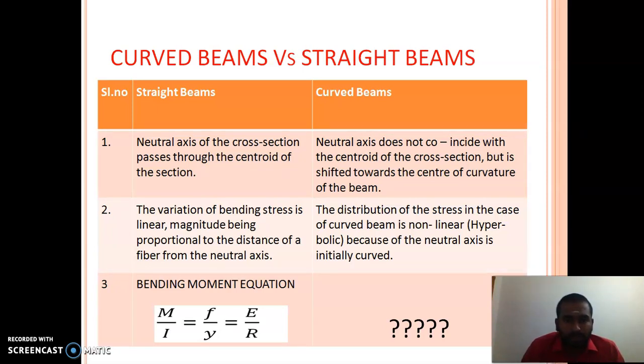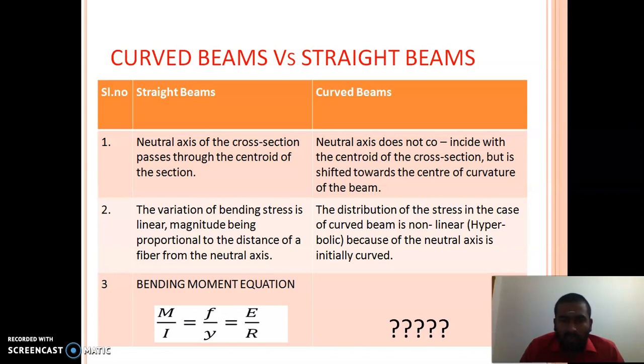This is the difference between straight beams and curved beams. In straight beams, as we all know, the neutral axis of the cross section passes through the centroid of the section. For example, if you take a rectangular cross section, the neutral axis will be at the mid-depth of the rectangular portion. If you apply a bending moment or a vertical load to the flexural member, the neutral axis will lie on the centroidal axis. That's how we solved all the problems in the earlier semesters. Whereas in curved beams, one of the main differences is that the neutral axis does not coincide with the centroid of the cross section.